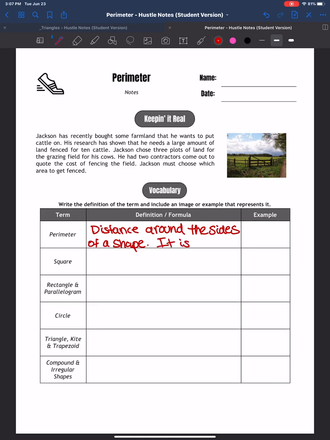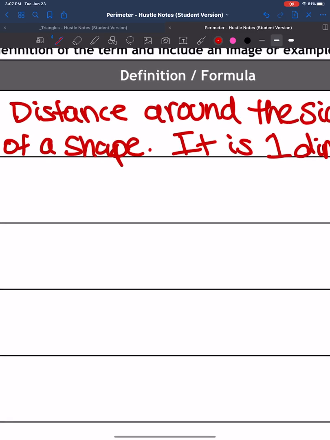It is one dimensional. So if I had the shape, your perimeter would be this plus this plus this plus this plus this plus this. Only the outside angle, not the inside. Okay? So then you have a square.